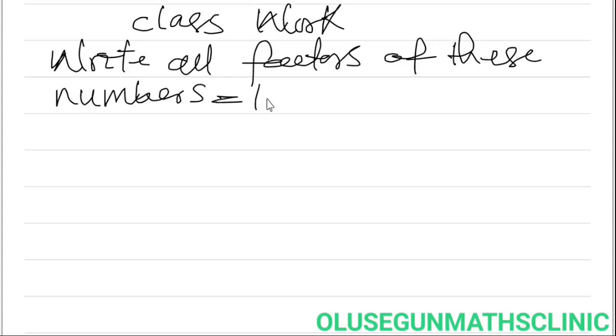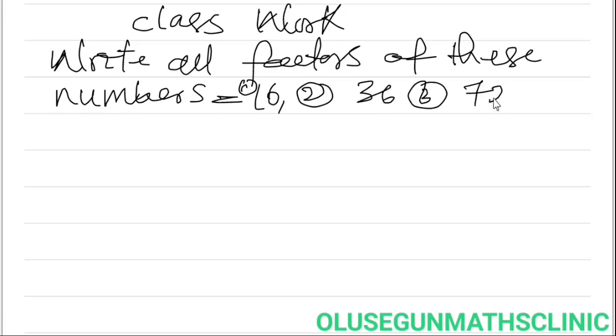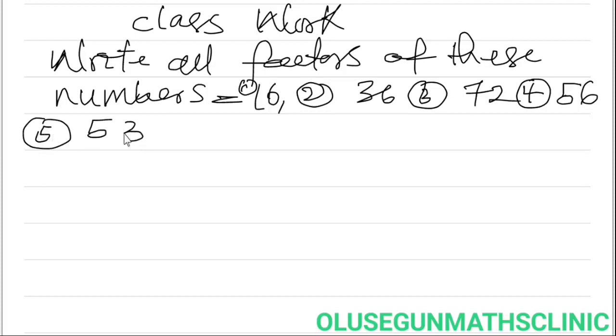The numbers are 116, 236, 372, 456, 553, 639. So now, all these, we have to write out the factors for them.